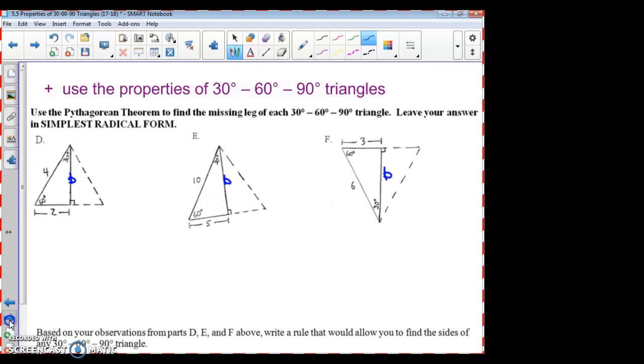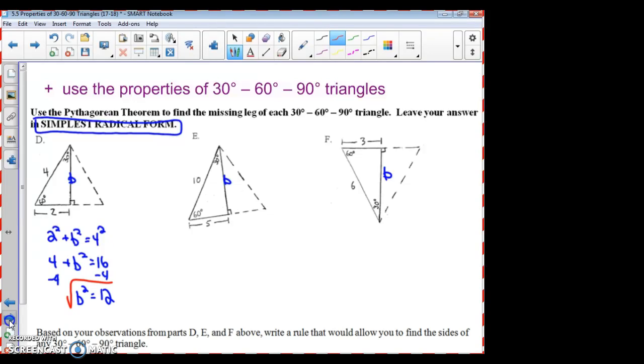So setting up the Pythagorean theorem for triangle D, we have 2 squared plus B squared equals 4 squared. Solving with the Pythagorean theorem, 4 plus B squared equals 16. And if we continue to solve, B squared equals 12. The directions say to leave our answer in simplest radical form. So to undo a square, we take the square root. 12 is not a perfect square, so if we think about our list of perfect squares, 12 can be rewritten as 4 times 3. The square root of 4 is 2. 3 cannot be square rooted, and so our long leg has a length of 2 square roots of 3.